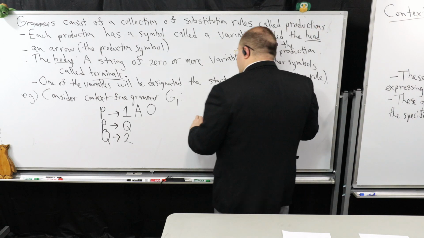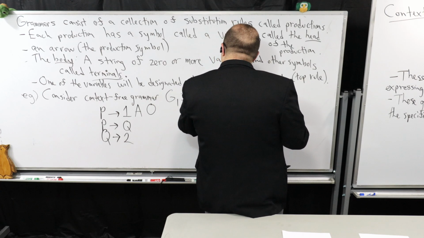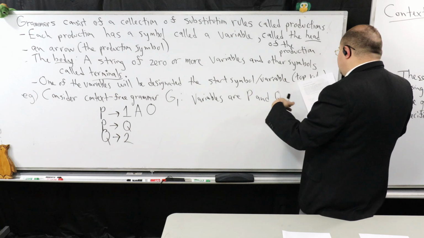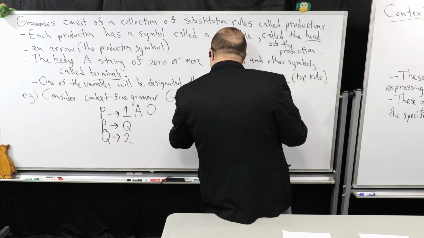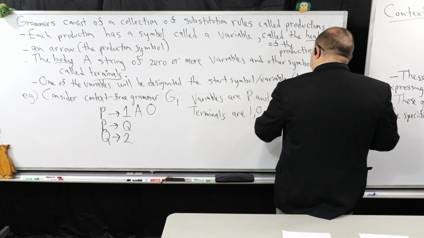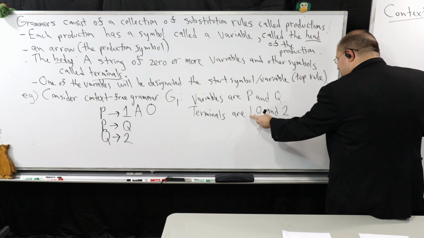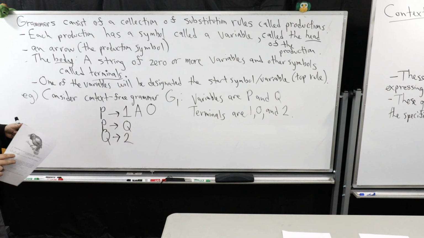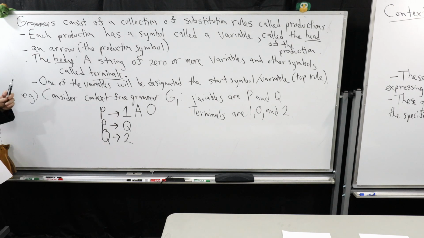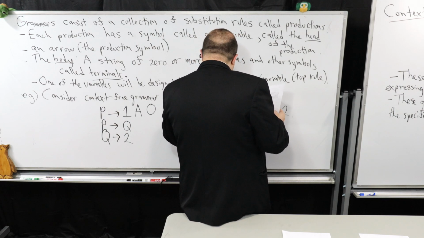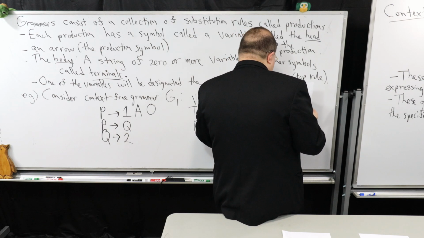If I want to talk about what the variables are, the variables are P and Q. That's the first thing you should know. The terminals are 1, 0, and 2. If you're a bit of a neat freak, kind of like me sometimes, you'd probably be compelled to write 0, 1, 2. Don't worry, it's okay. Of course, can somebody tell me what you think the start symbol or start variable is, based on what I drew here and what I just said before? P. Yeah, it's P. Very good. Of course, P is the start symbol or start variable. I'll just say start symbol right now.